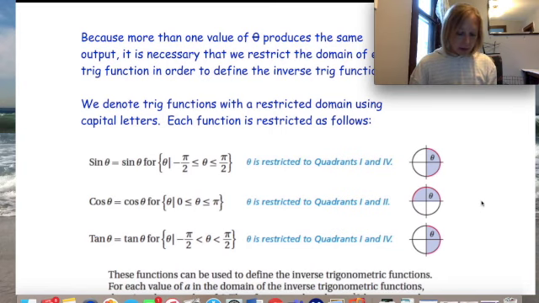So sine's domain is restricted to just these quadrants 1 and 4. Cosine is quadrants 1 and 2. And then tangent is the same as sine with 1 and 4. And what this allows us to do basically is just have one of each value.